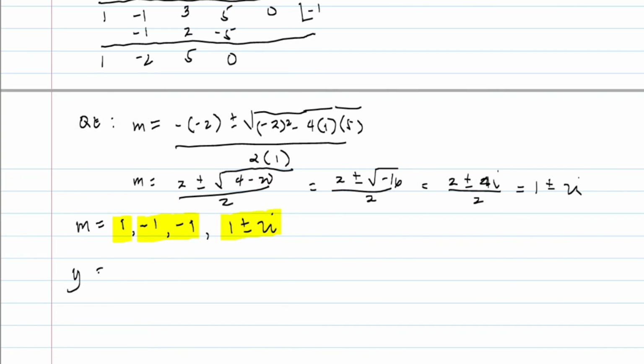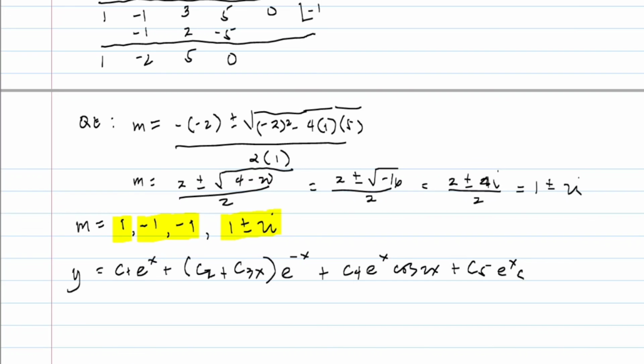So, therefore, meron tayo C1, yung distinct muna, e to the x. Okay? Plus, ano yung ating repeated roots? Repeated root natin, since dalawa sila, C2 plus C3x e to the negative x. Pagkatapos yung imaginary, plus C4 e to the x cosine 2x plus C5 e to the x sine 2x. Okay, so ito na po yung ating sagot.